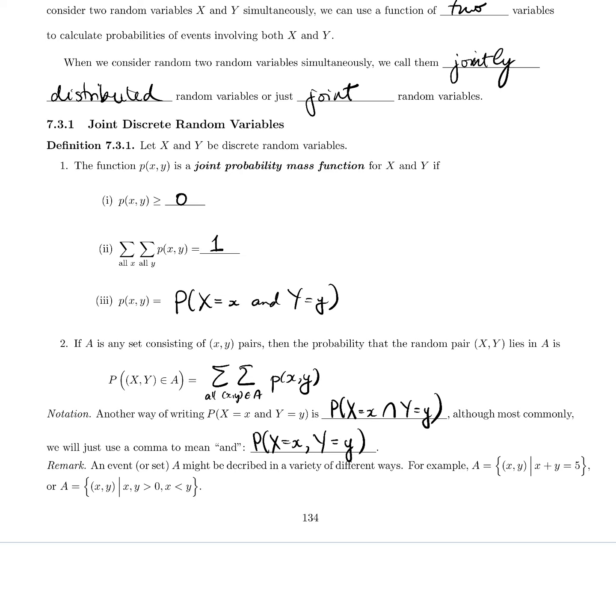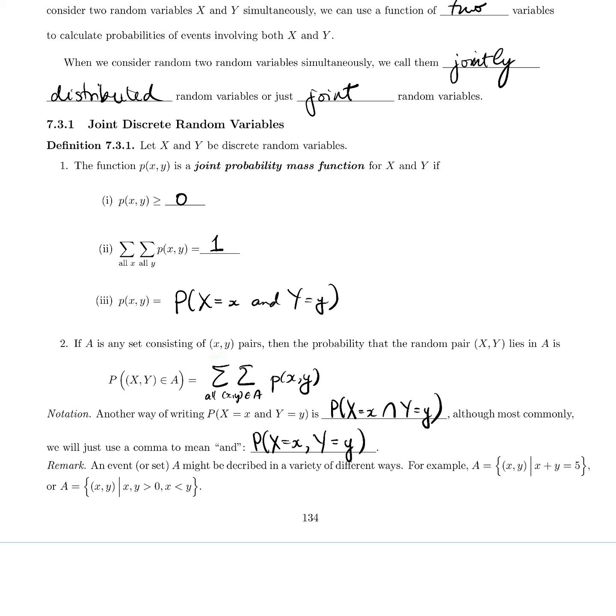So then what about these sets A? What does that mean? Well, they can be described in all sorts of ways. For example, A could be the set of all (x,y) such that x plus y equals 5. Or A could be the set of all (x,y) such that y is greater than 0 or x is less than y. There's all sorts of ways of describing sets A that contain (x,y) pairs.